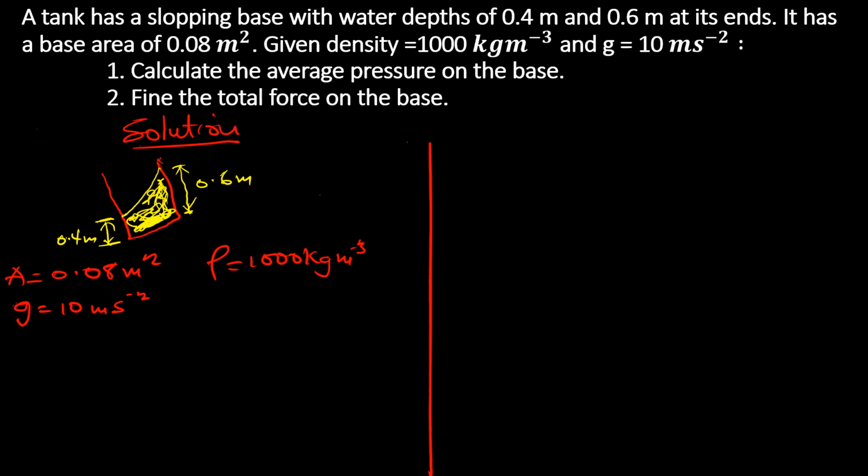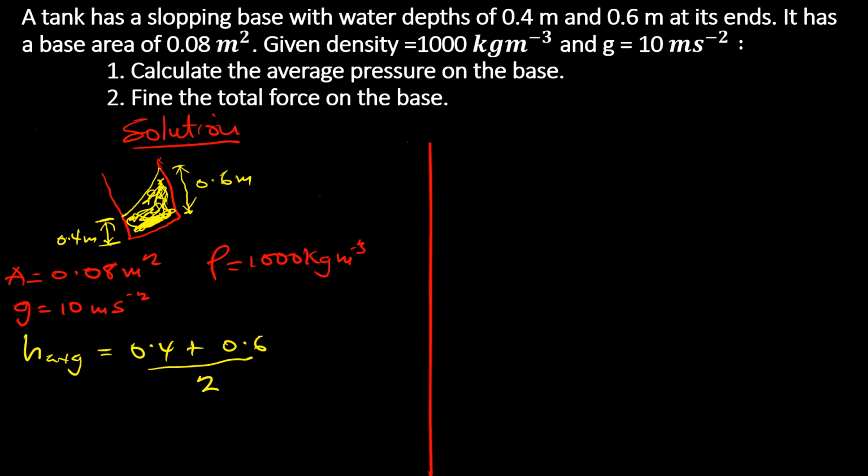Okay. So we have to calculate the average pressure. Before we can calculate the average pressure, we first need to calculate the average depth, which is H. So average depth will be 0.4 plus 0.6 all divided by 2. So you add the two depths and divide it by 2.